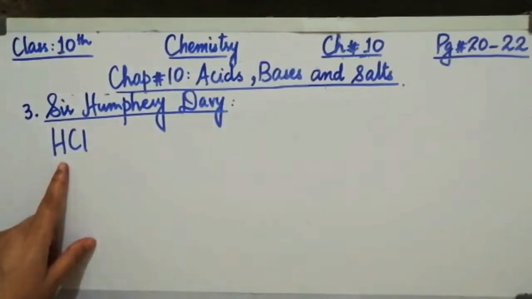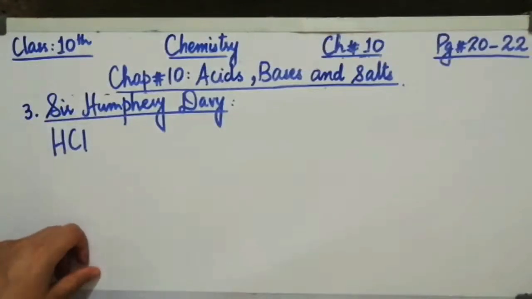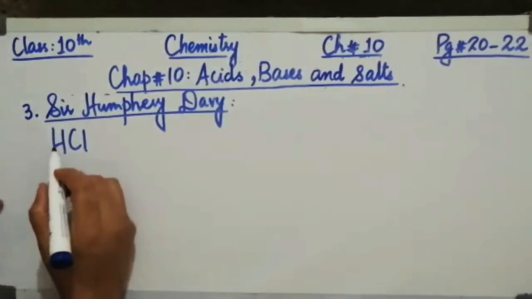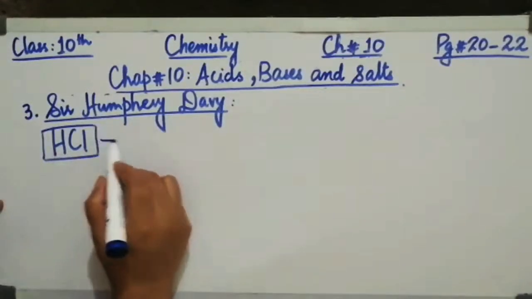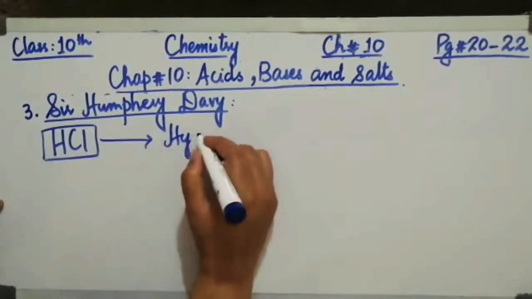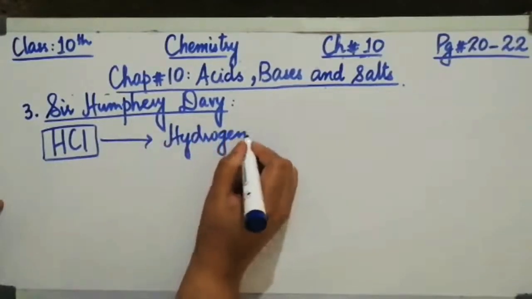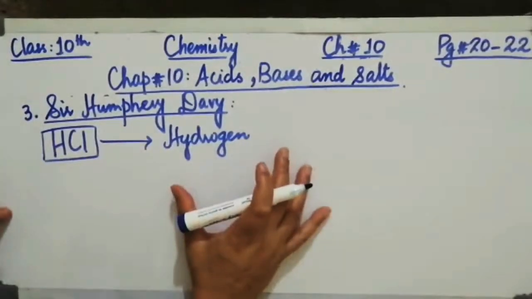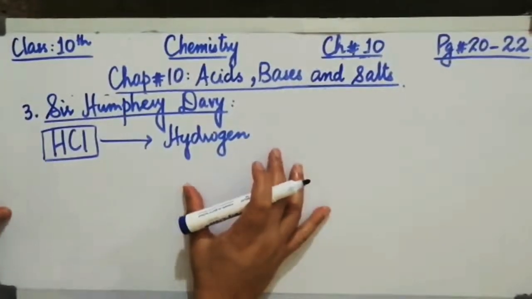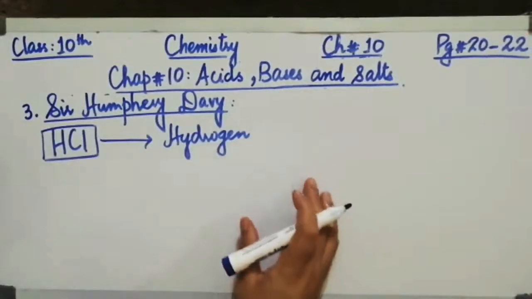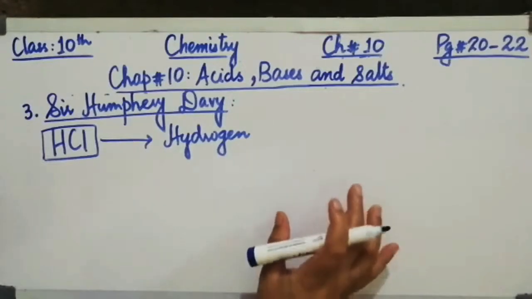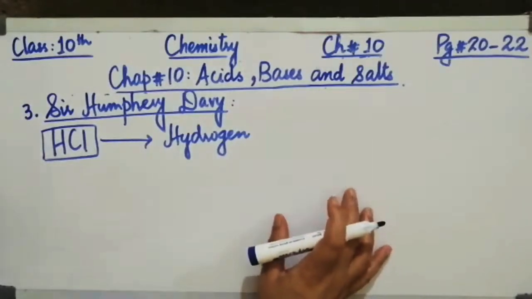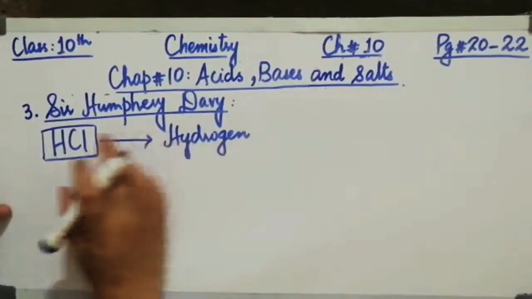Not only this, but he also proved the presence of hydrogen as the main constituent of all acids. So finally, after the discovery of hydrochloric acid, Sir Humphrey Davy proved that hydrogen must be present in any acid, otherwise that substance would not be called an acid. According to Lavoisier, if a substance contains binary compounds of oxygen, it will be called an acid. But this was rejected by Sir Humphrey Davy.